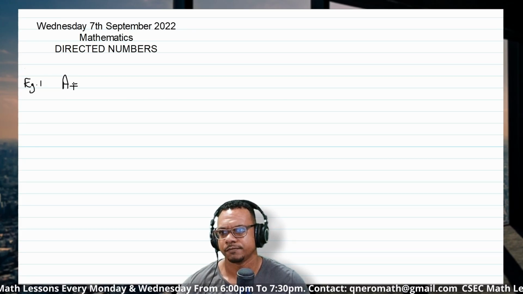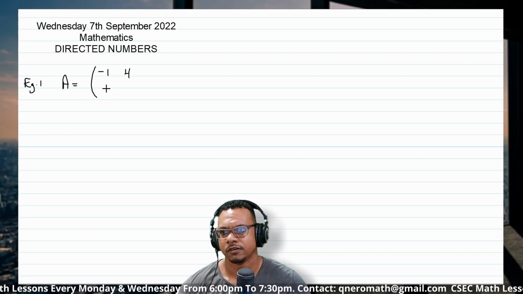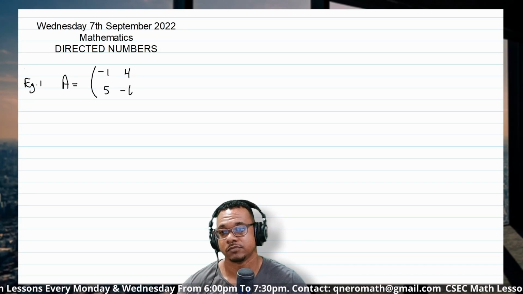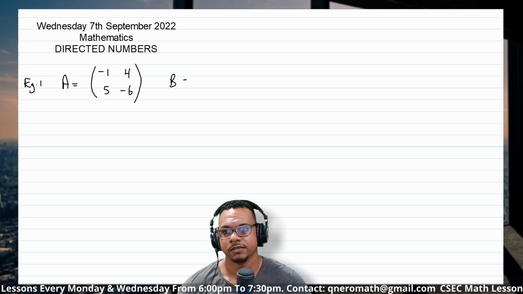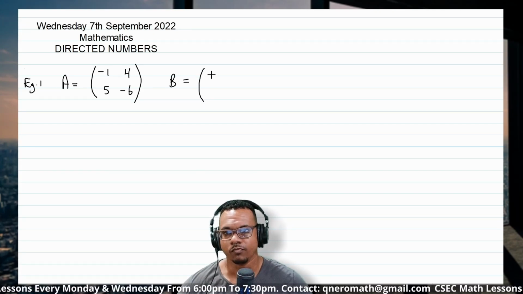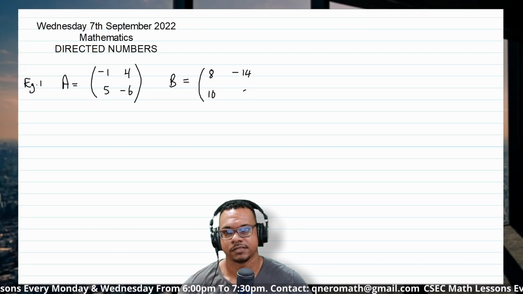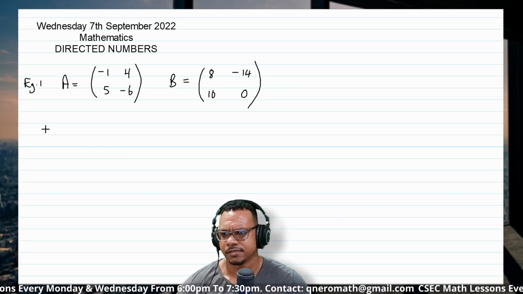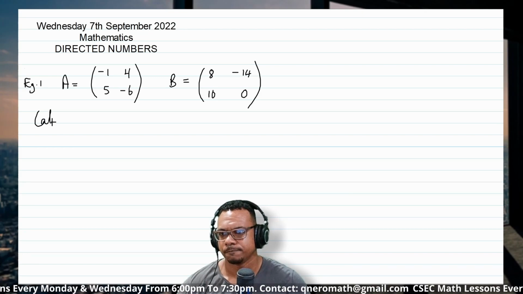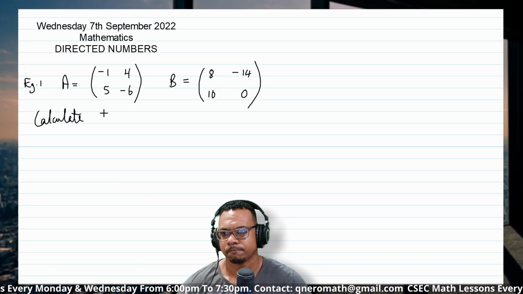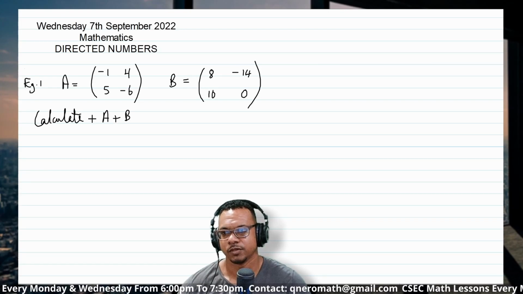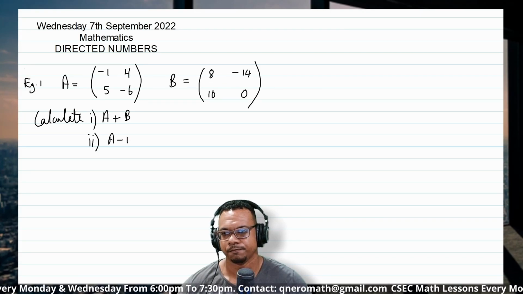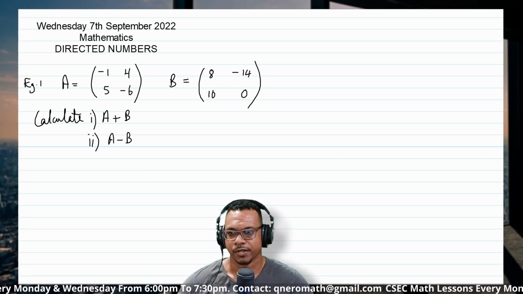Let's say A is equal to this matrix: -1, 4, 5, -6. And this matrix B is equal to 8, 10, -14, and let's say 0. And I say calculate A plus B, say 1 and 2, A take away B. Alright, so let's see what we're going to get with that.